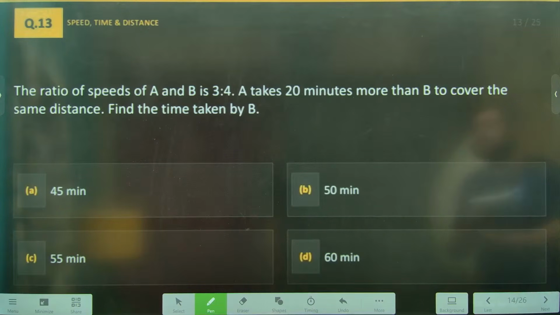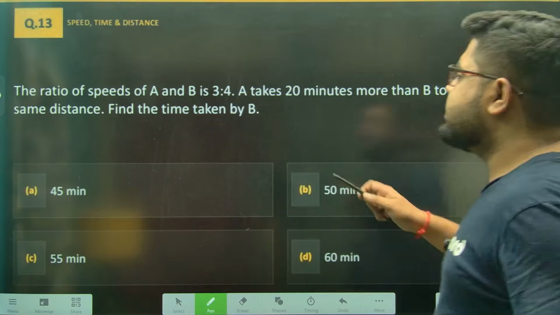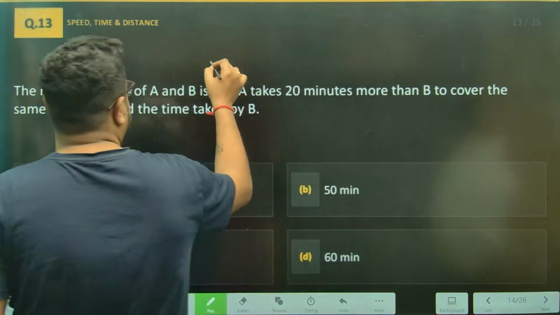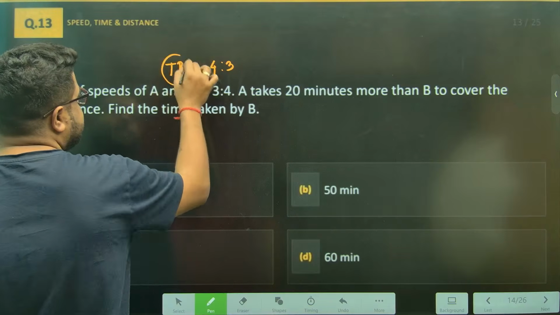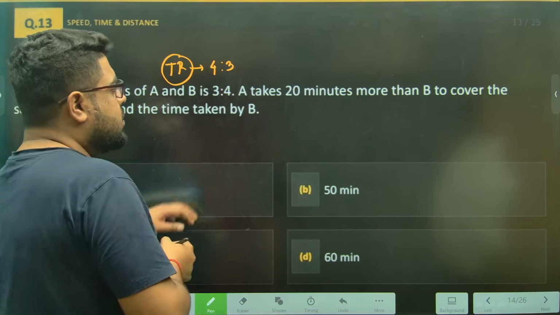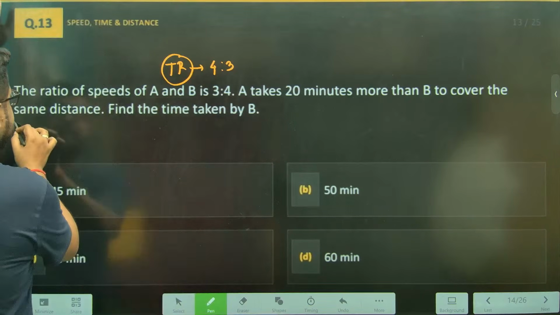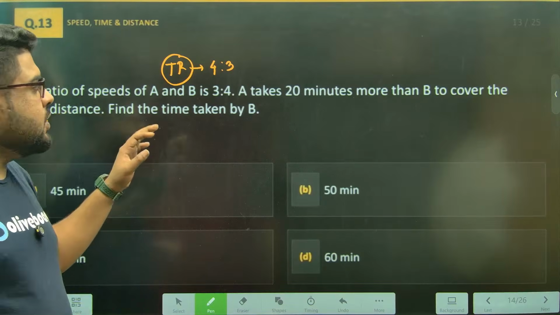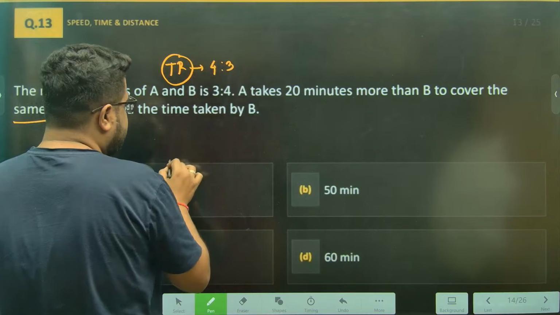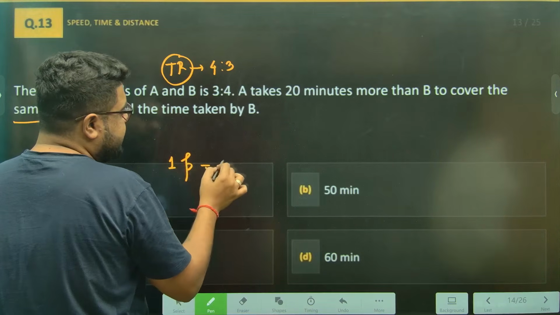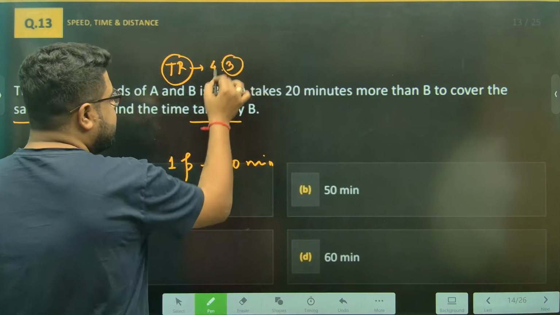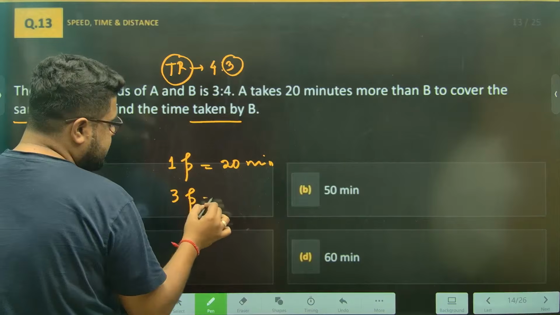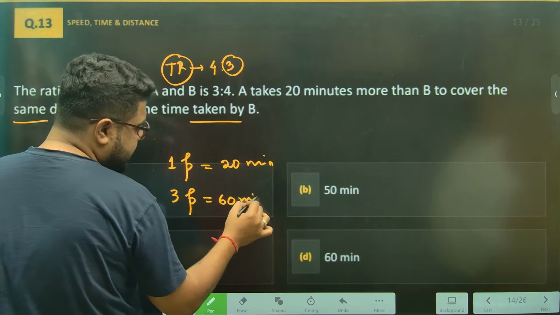Ratio of the speeds of A and B is given. A takes 20 more minutes than B. Sir, again, speed ratio and time ratio are always inverse if the distance is constant. So to cover the same distance, meaning distance is constant, the difference is one part, that is given as 20 minutes. Time taken by B will be 3 parts. So the answer will be 60 minutes, 1 hour, whatever.